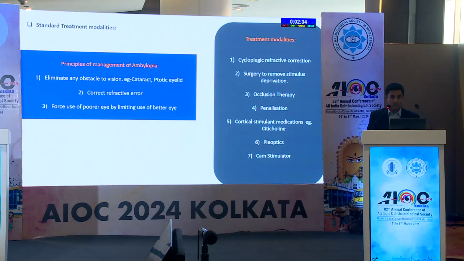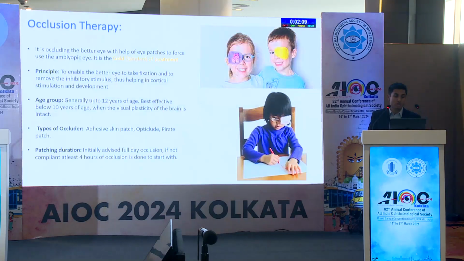The present standard treatment principles are to eliminate any obstacle to vision, like cataract or ptotic eyelid, correct refractive errors, and force use of the poorer eye by limiting use of the better eye. The other treatment modalities are cycloplegic refractive correction, surgery to remove the stimulus deprivation, occlusion therapy, penalization, cortical stimulant medications like citicoline, play optics, and CAM stimulator. Occlusion therapy is the gold standard for treatment.